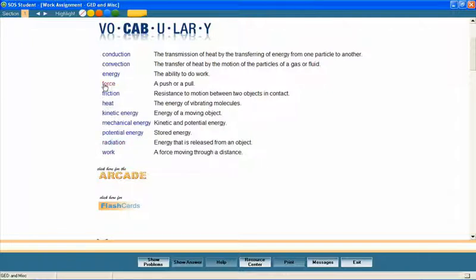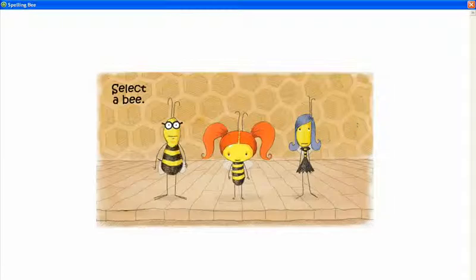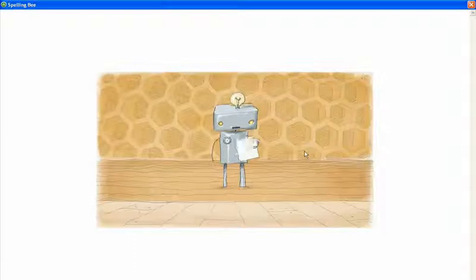For example, students can hear the correct pronunciation of each word. Force. Heat. A Vocabulary Games Arcade provides additional practice designed to help students to learn the spelling and definitions for the vocabulary from the lesson. Let's take a look at one of the games.